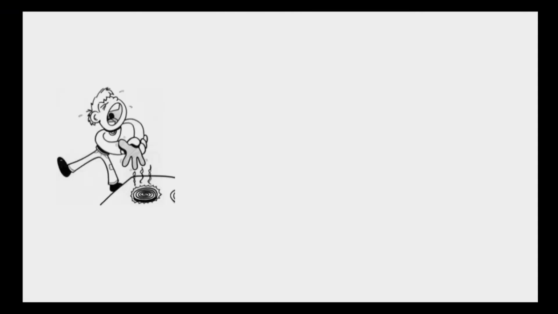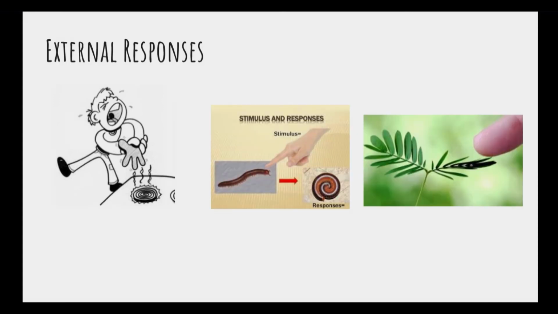Everyone has responded to stimuli even if you aren't aware of it. Surely you or someone you know has burnt their hand before, just like this poor guy. He is responding to the heat by removing his hand. What other responses might he have, and what is the stimuli in this situation? Removing his hand from the heat is an example of an external response. We aren't the only ones who respond to stimuli. Animals and plants also respond to stimuli.